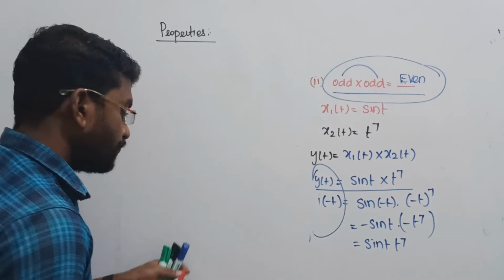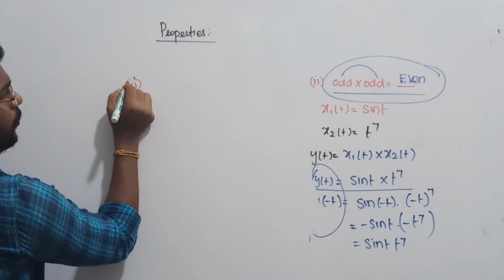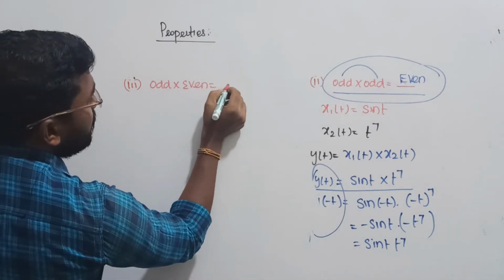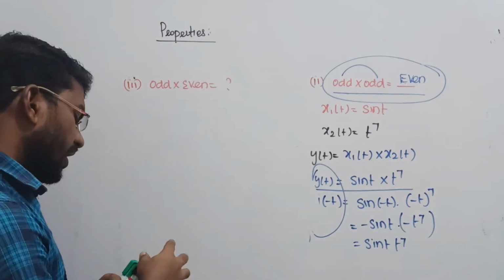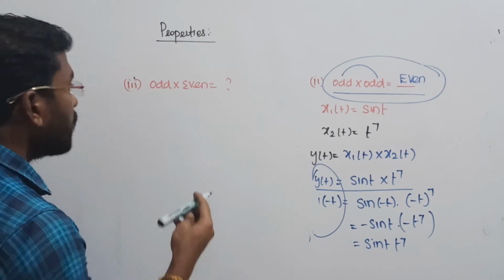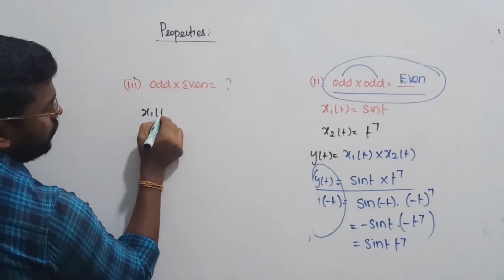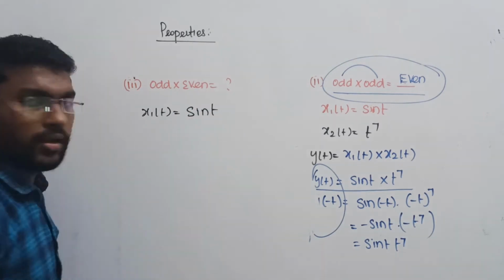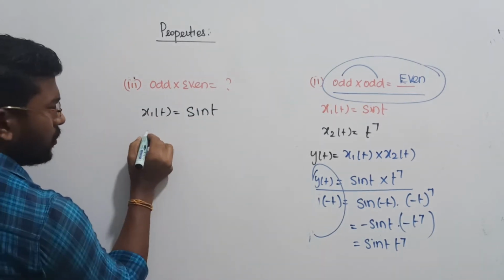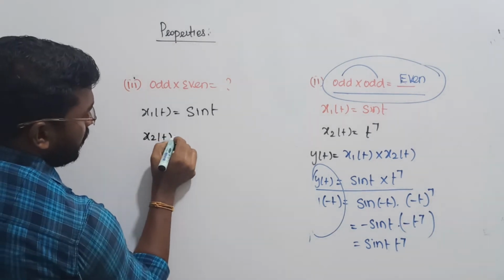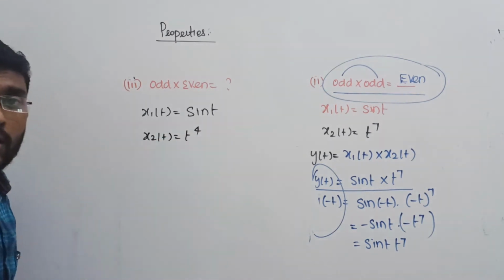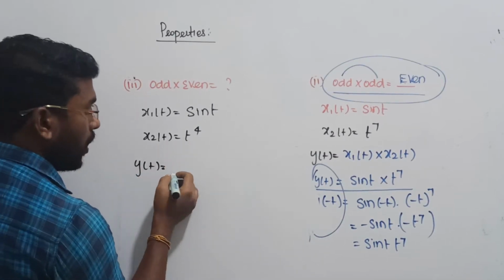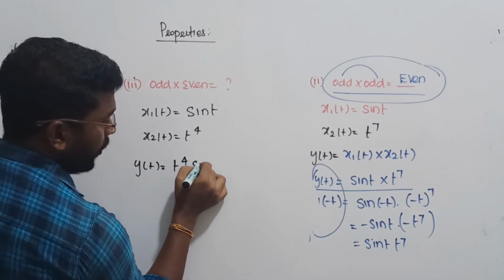So let us check the next combination. Suppose I consider odd into even function. Odd into even, right? Let us see in resultant what we are going to get. Now you can take an example, you can do it by yourself. Anyway, let us proceed. So I am doing here x of t. First we have to consider some odd function. Further I am taking sin t. That is our famous example, right? Now let me consider an even function, some t power 4. Let me multiply them in resultant. So y of t, I am going to multiply them, even and odd, such that we are going to get t power 4 into sin t.